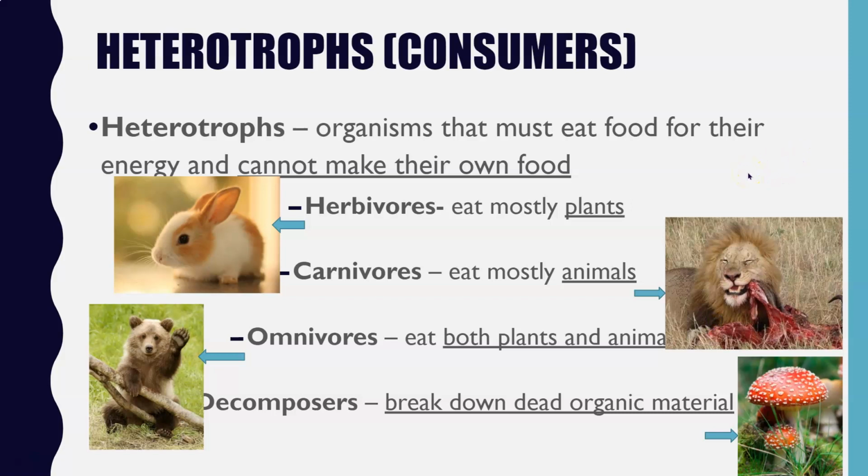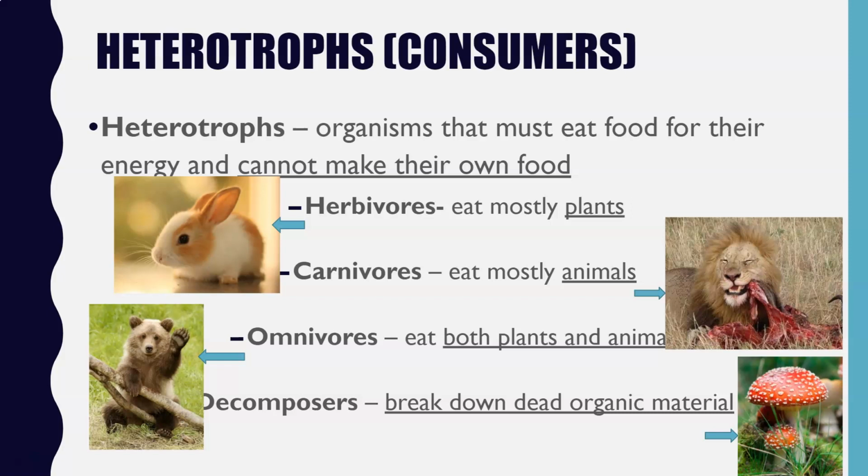Then you have heterotrophs. So if you're not an autotroph, then you're a heterotroph. So autotrophs are producers, they make their own food. Heterotrophs are consumers, they have to eat in order to survive. So these are things that cannot make their own food, so they have to eat to survive, and there are multiple levels or types of heterotrophs.